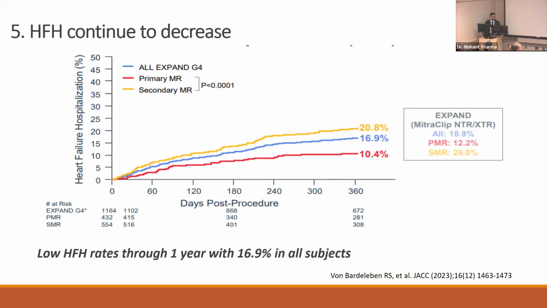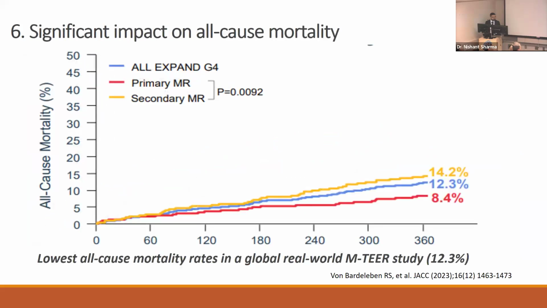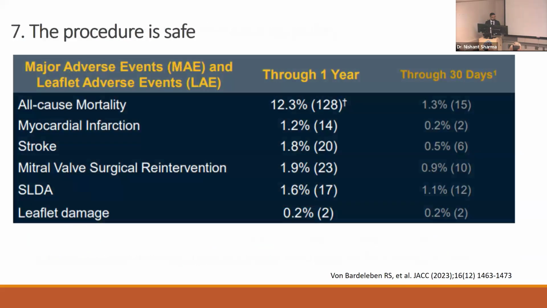Heart failure hospitalizations continue to decrease, and this is the most up-to-date trial data that we show that overall the one-year rate is about 17%, which is the lowest it's been recorded. And the all-cause mortality rate continues to drop. So overall 12.3%, which is the lowest it's been in a real-world registry. We know the procedure is safe, which is probably the biggest plus to this procedure, that you can get away with very little harm to the patient.